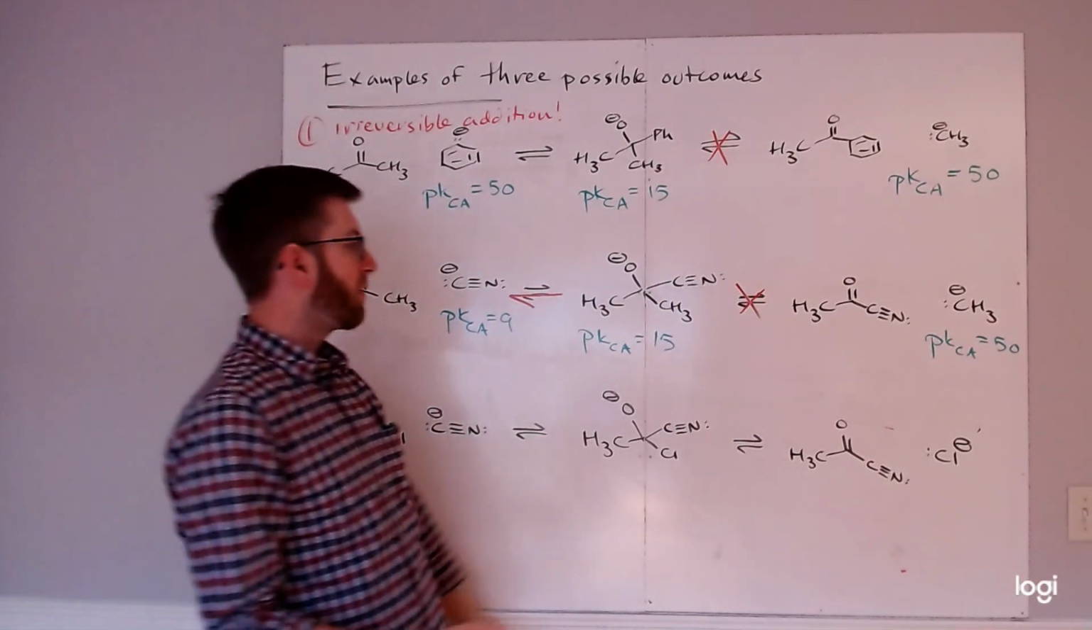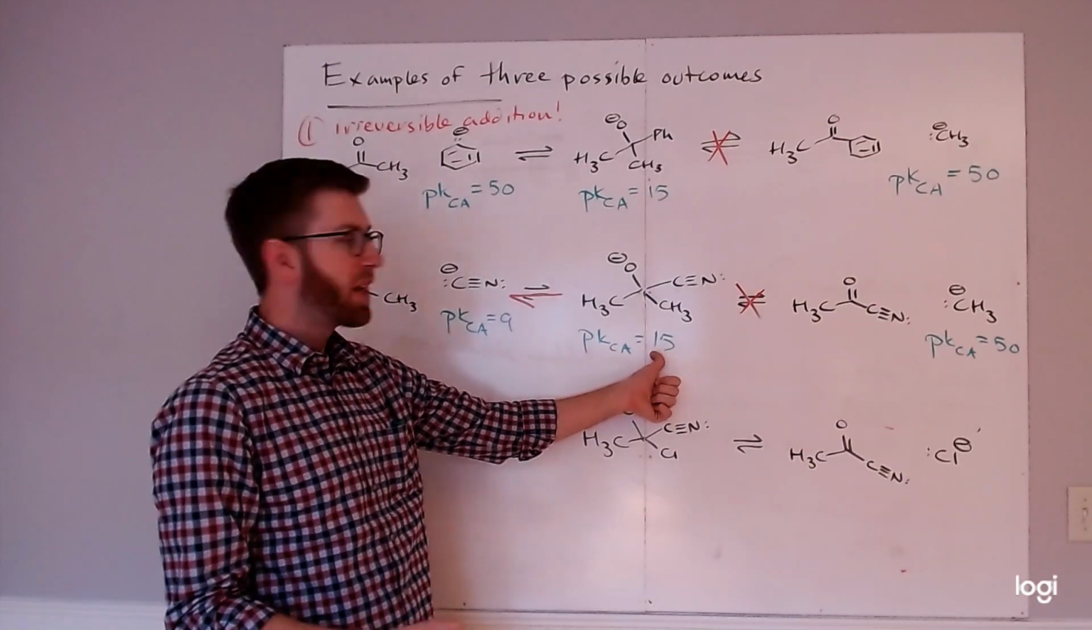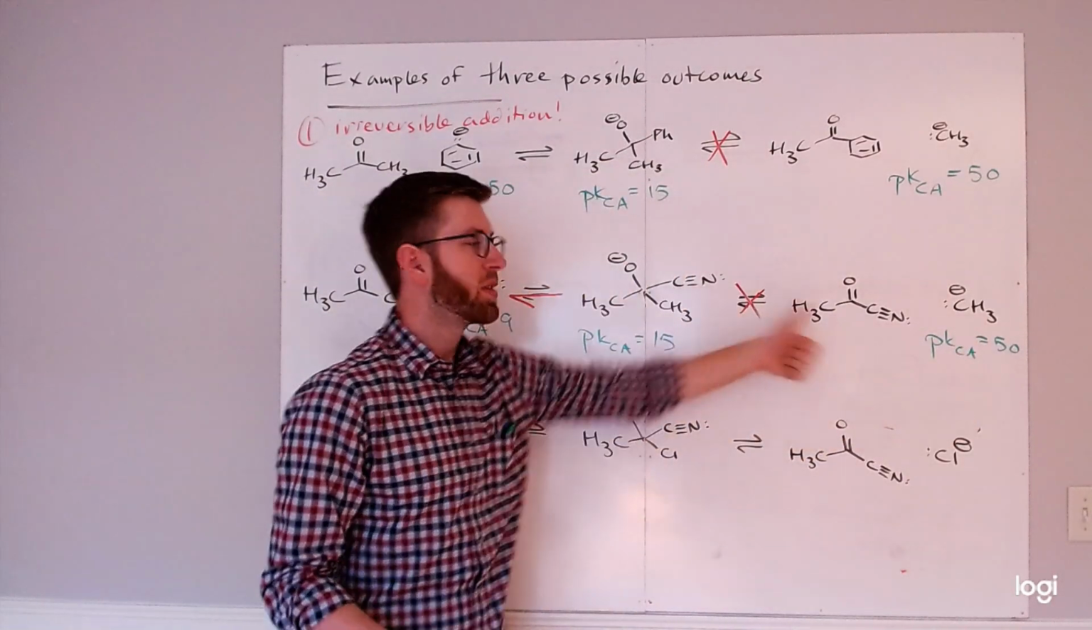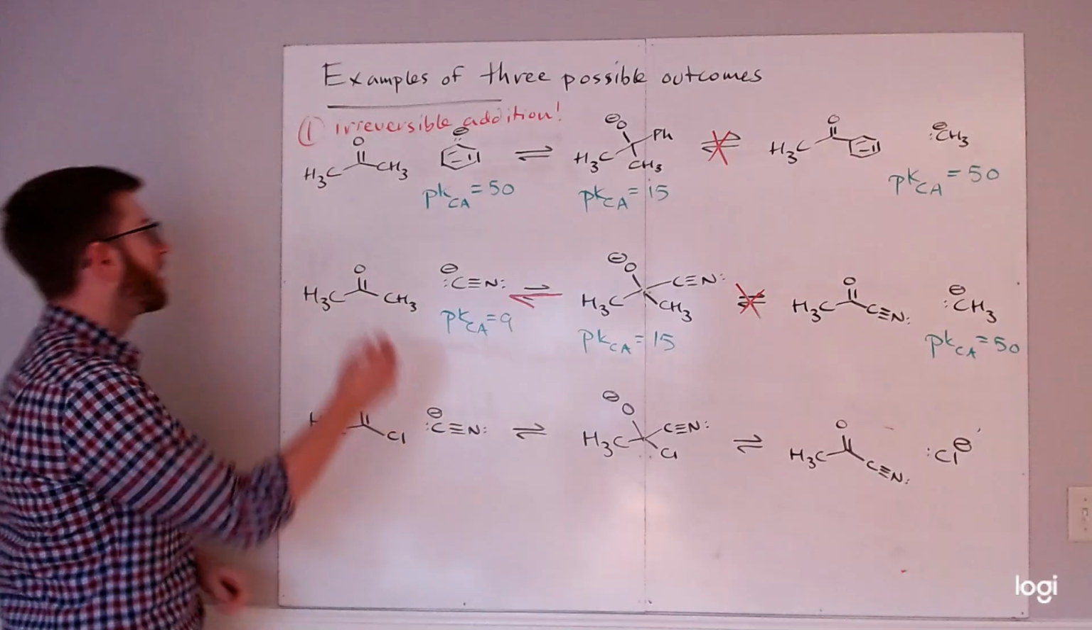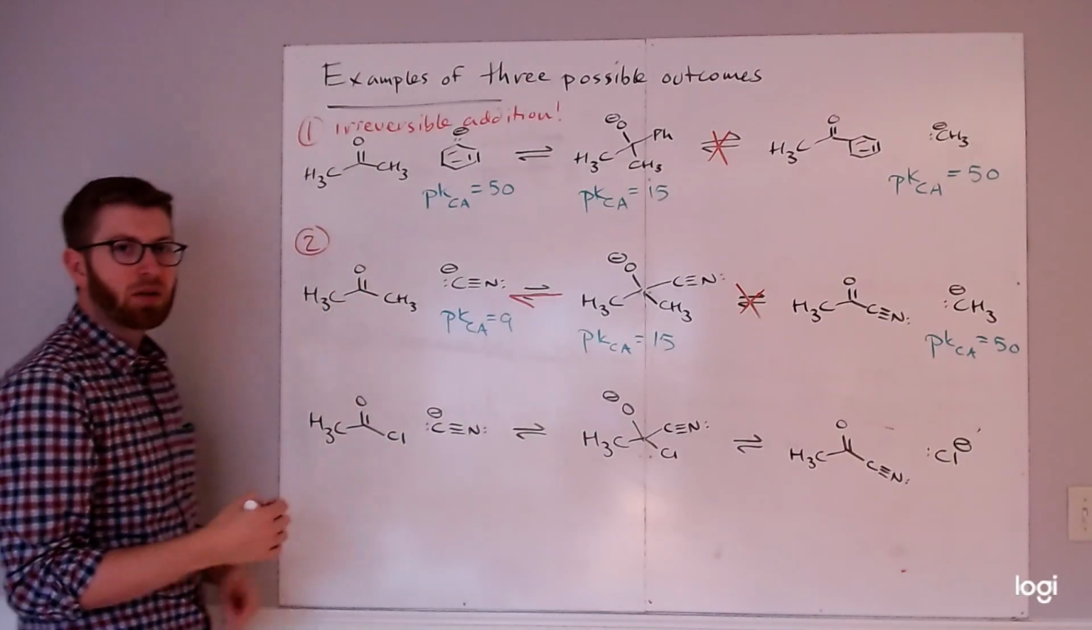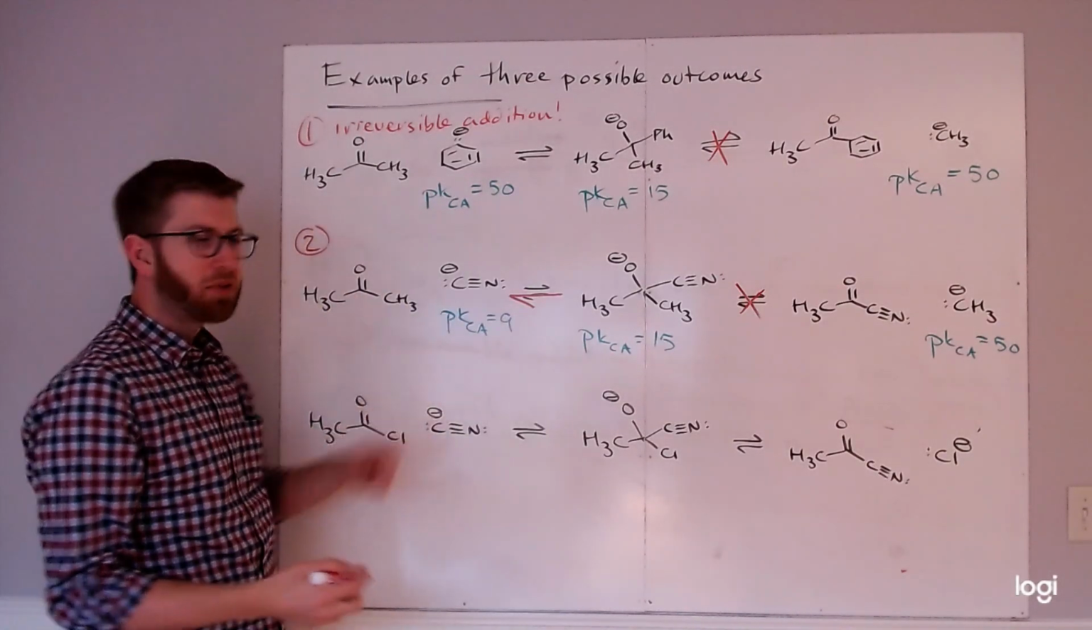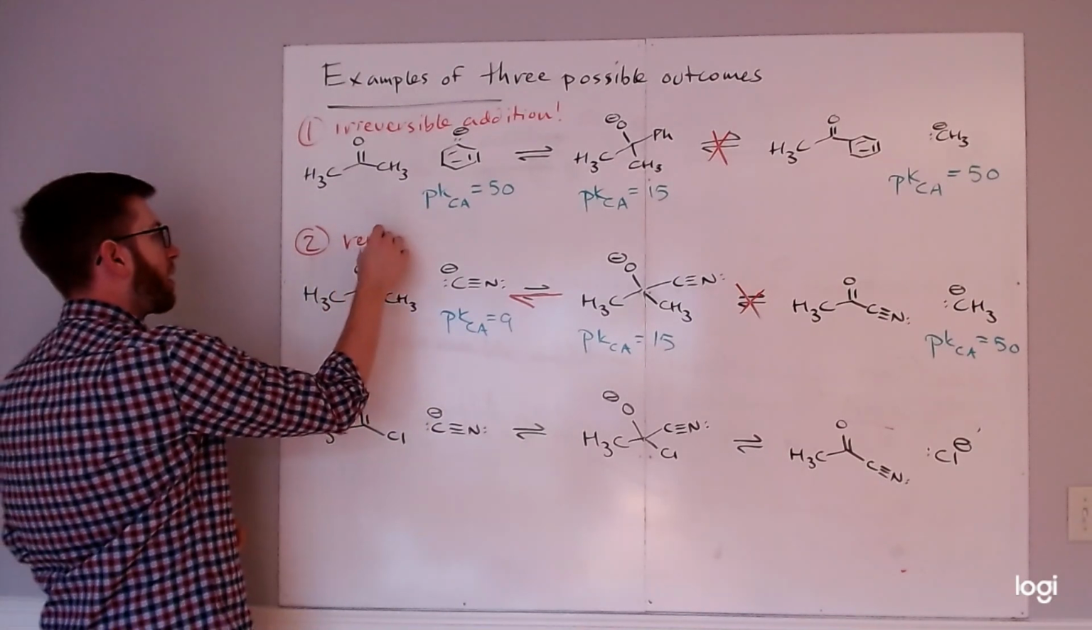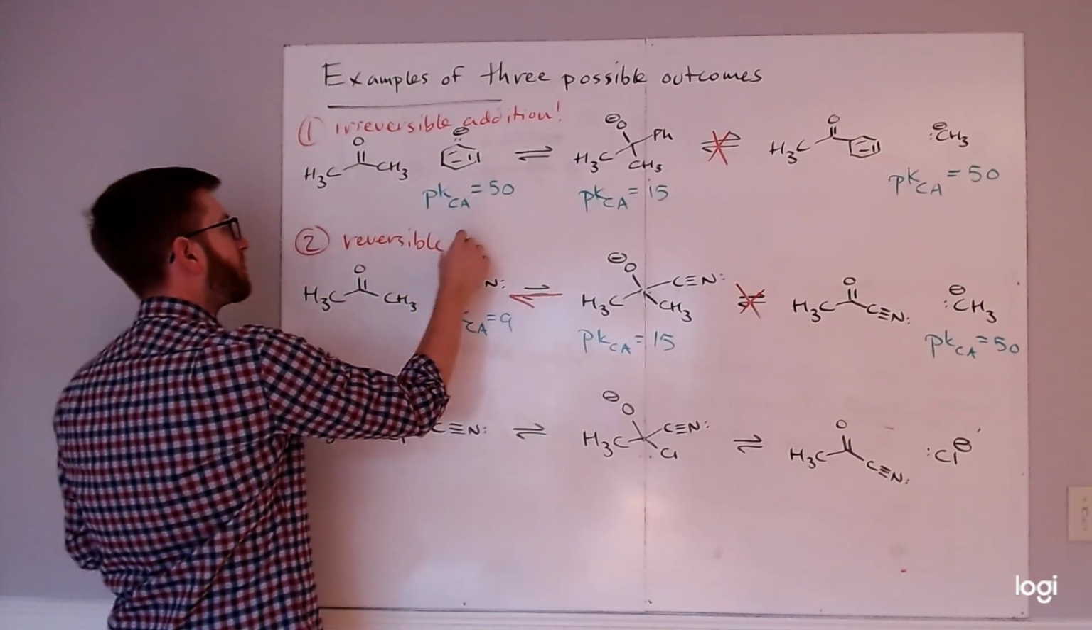There's such a huge difference in stability between this negative charge and this one, there's no reason that you would ever go down that path. So this looks like an example where we're looking at our reversible addition. It happens, but it's unfavorable, which is this SLO.